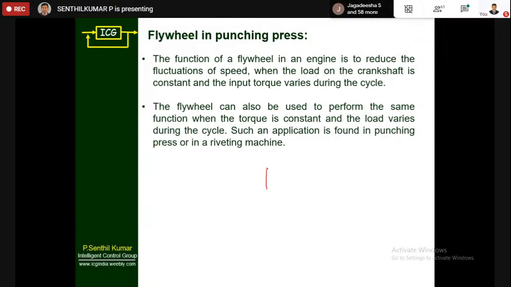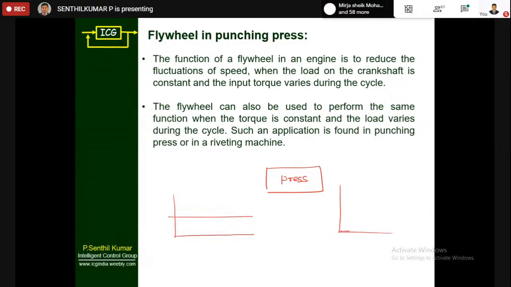Take a punching press. Okay, I have uniform energy. I already have uniform energy, but I need fluctuation of energy. In that case also you can use the flywheel. So this is very, very important. You can use flywheel in both cases. I mean vice versa. Fluctuation of energy into uniform energy is also possible. Uniform energy into fluctuation of energy is also possible.